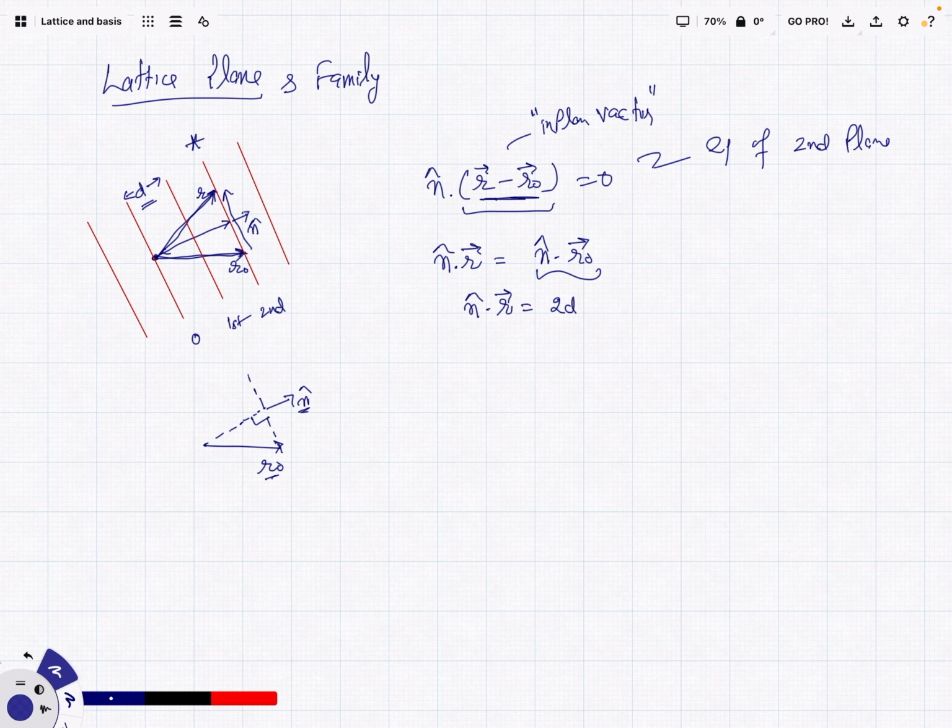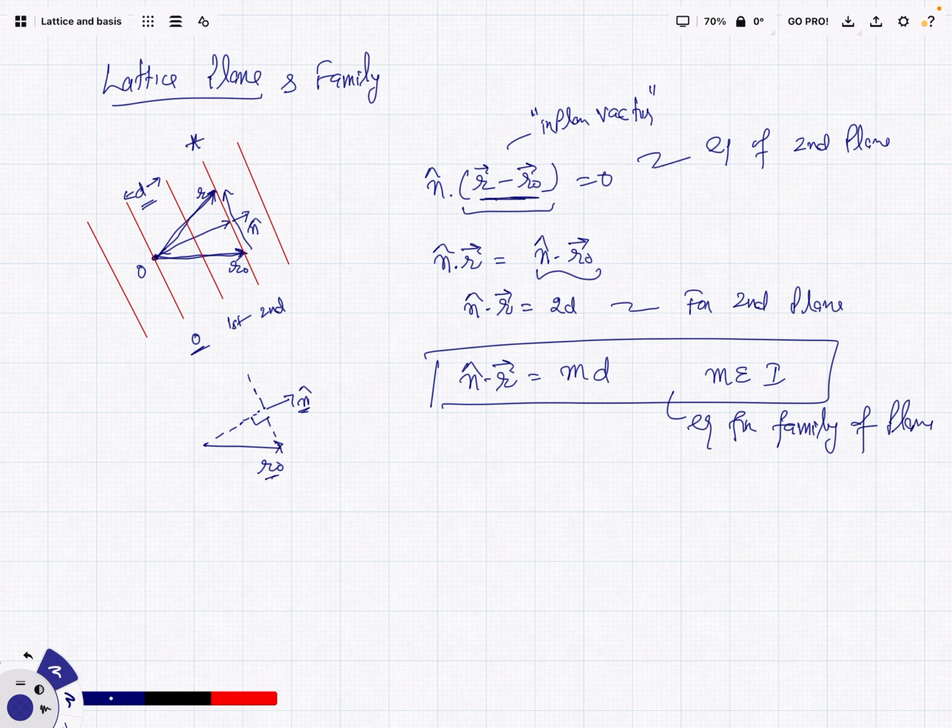This is 2D, right? So this is for the second plane. I just numbered it, this is my first, the 0th plane, which contains the origin, right? For the second plane, if I want to write an equation for a family of planes, I can write n cap dot r is equal to m into d, where m belongs to an integer. This is the equation for a family of planes. I change m, I go to a different plane, right?